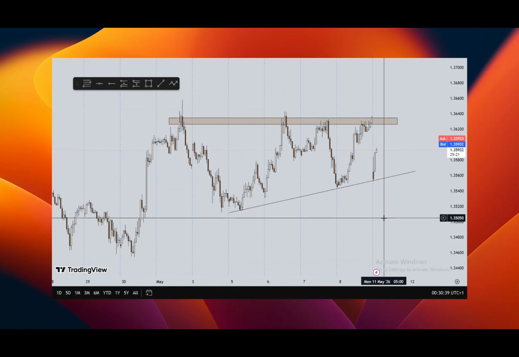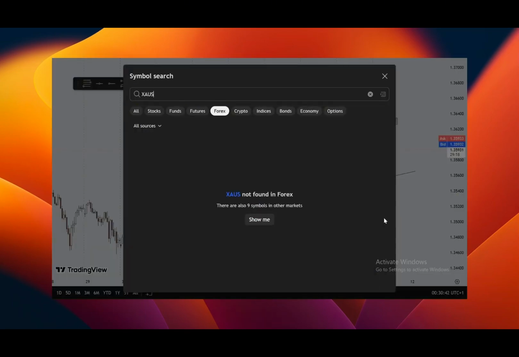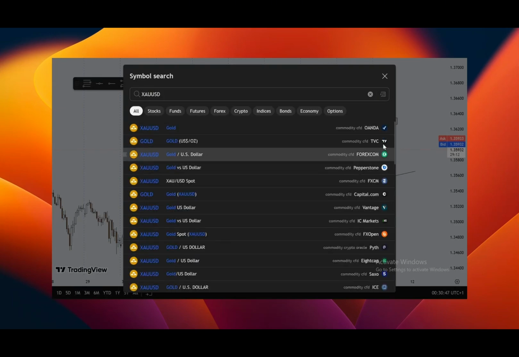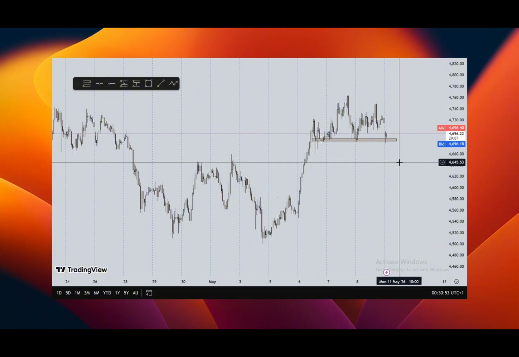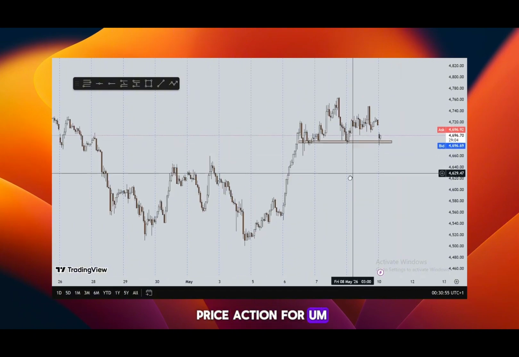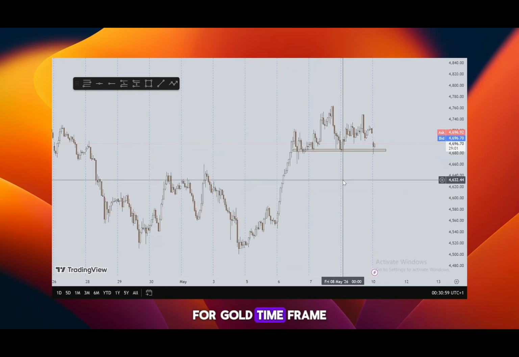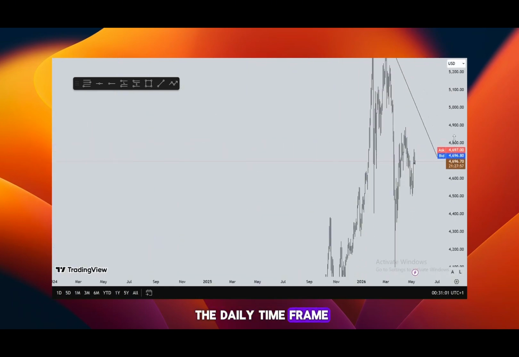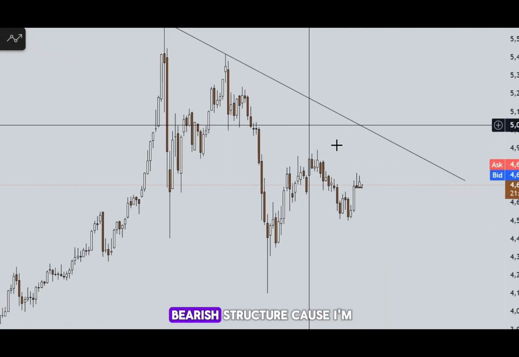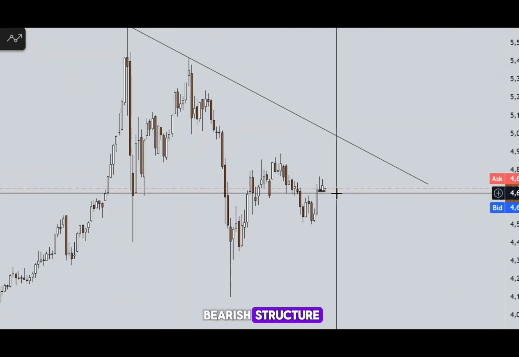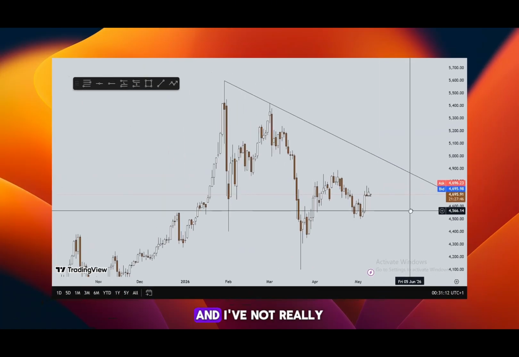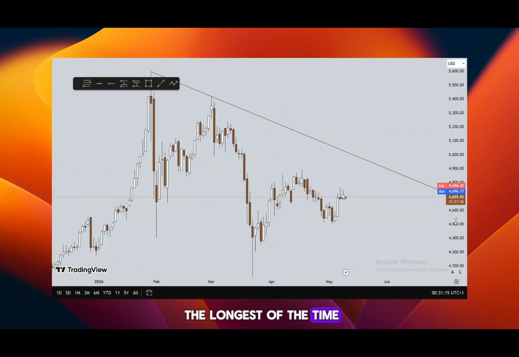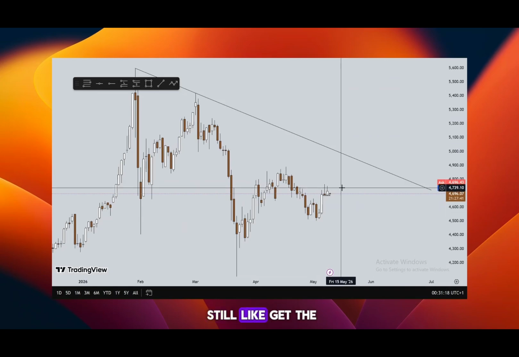Then I think XAU. Okay, the current price action for gold. If I'm coming from the daily time frame, it's given a bearish structure, because I'm trying to catch it. Gold is such a weird pair, and I've not really been on it for the longest time, but I think I still get the gist of it.